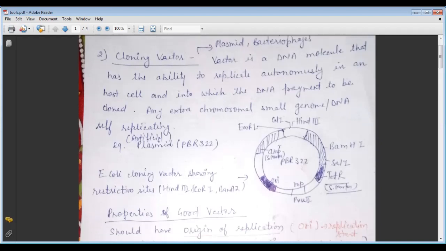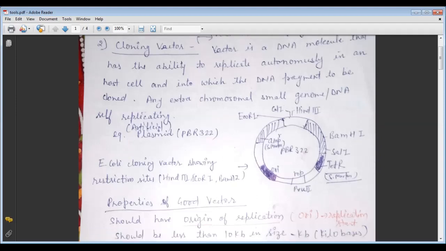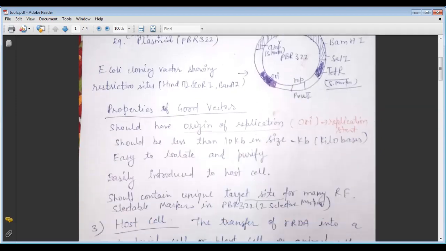So in this process there are three features. One is the origin of replication, the second is the selectable marker, and the third is the cloning site. So these are the three parts of your cloning vector. One more thing is important: the properties of a good vector. As we know, a good vector must have an origin of replication.